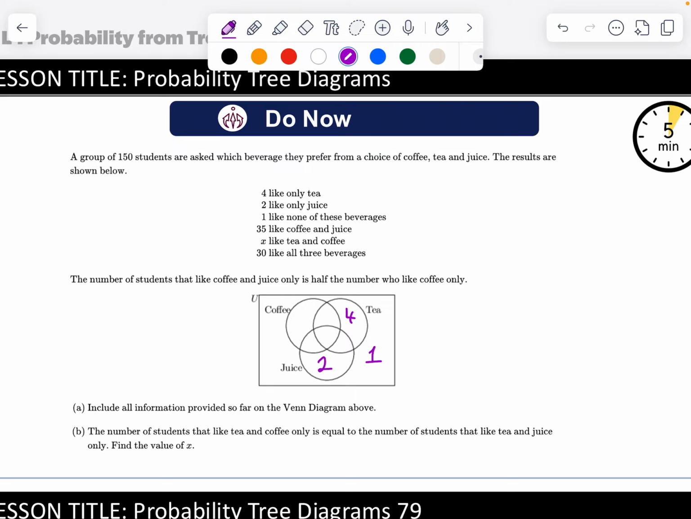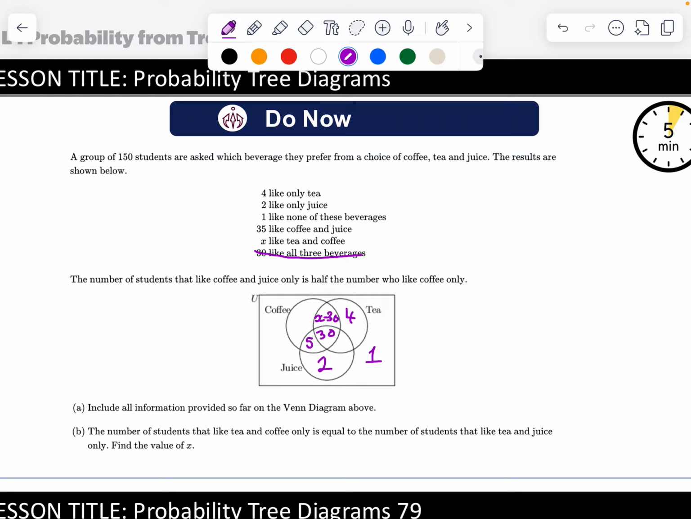Before we can fill this in, we need to have a little look at what is left. So it says 30 like all 3, so that goes in the middle. It's this one. Then we can go back to the 35. 35 like coffee and juice. That means only 5 like just coffee and juice. Then it says x like tea and coffee. So there's already 30 in that section, so you put x, subtract 30.